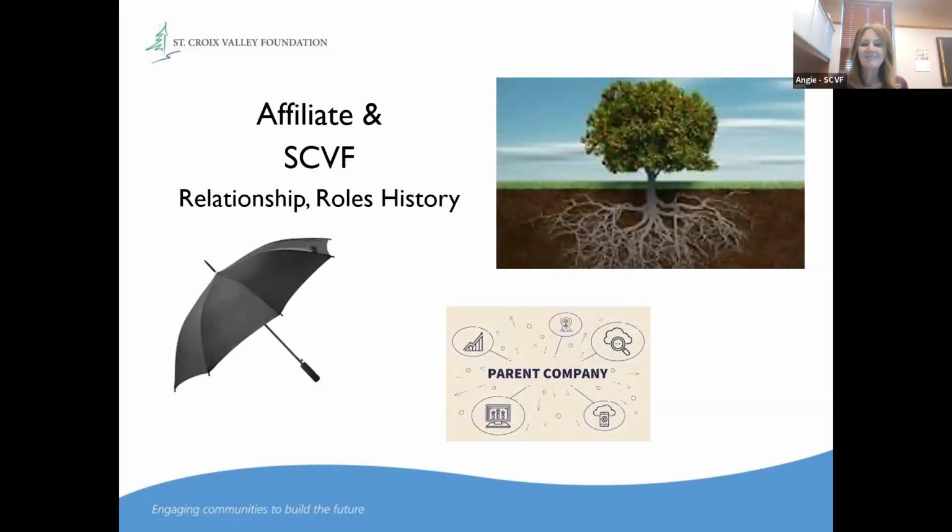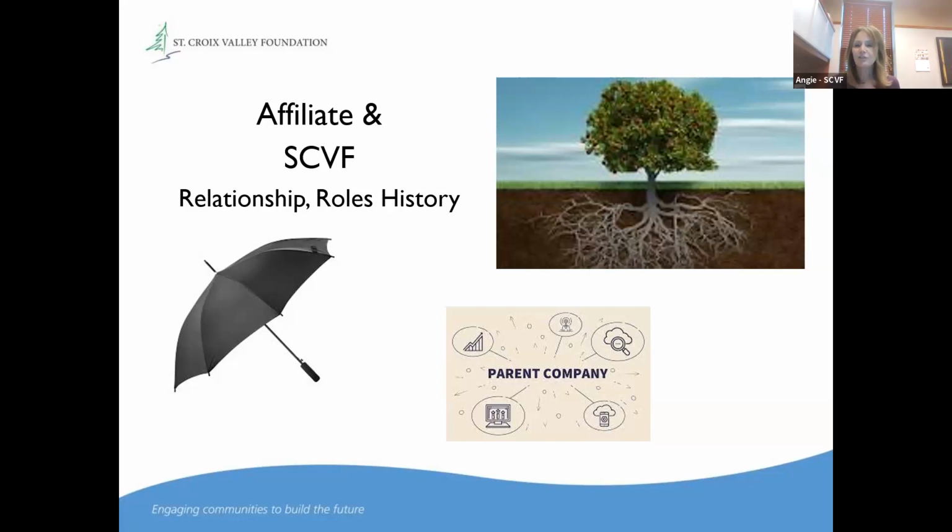So what does affiliation mean? Well, since I started with the foundation, I've heard the St. Croix Valley Foundation, at least as it relates to our affiliates, called many things. I've heard it called the umbrella organization or the parent organization. I don't know, those can have negative associations.